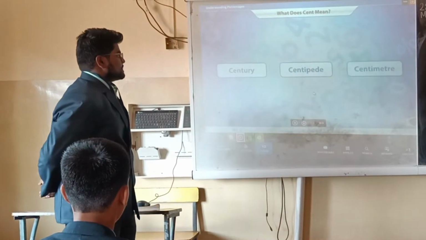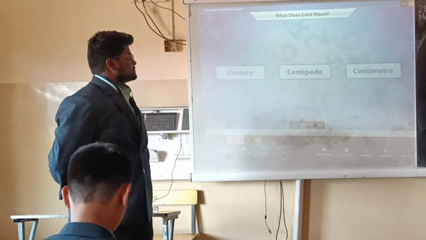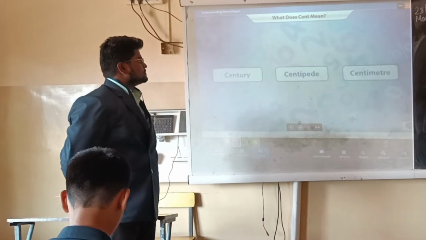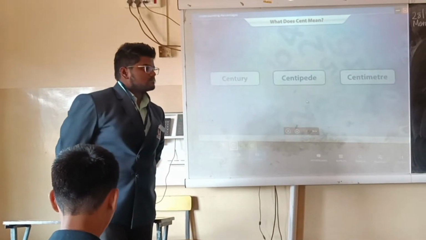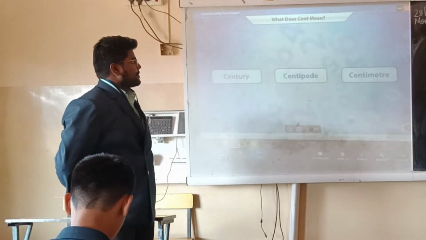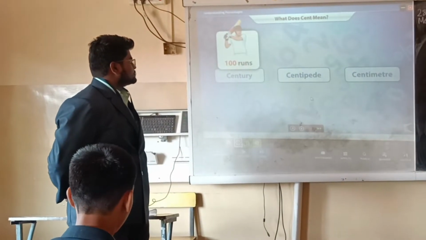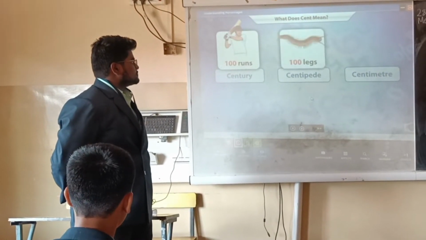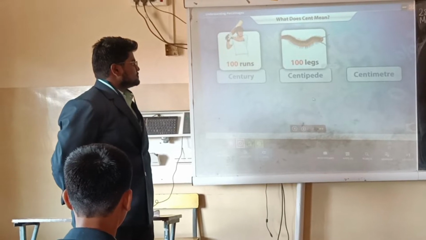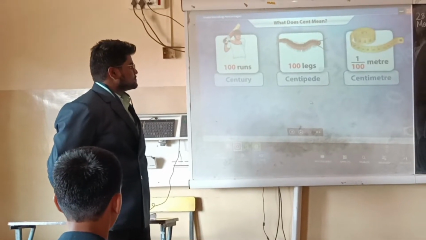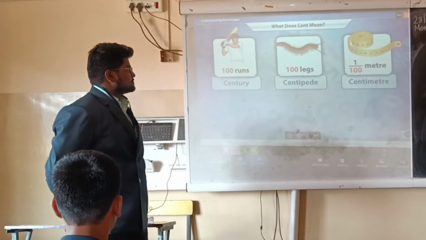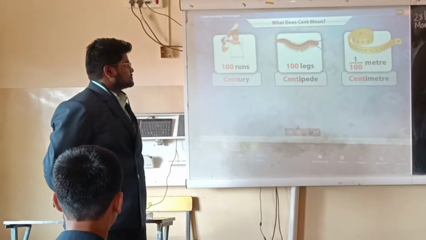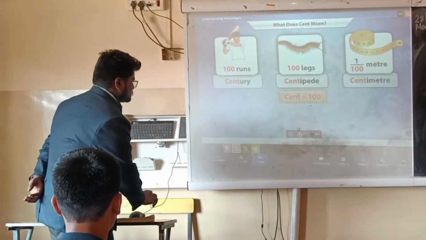Centipede, centimeter. Are these words related in any way? Well, these three words have a relation with the number 100. A century is made up of 100 rounds. A centipede is an insect with 100 legs. A centimeter is a 100th part of a meter. The prefix cent in these words means 100.